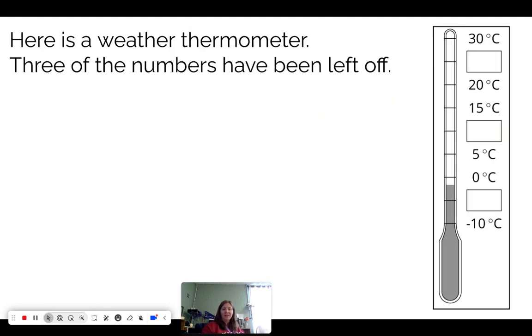So here is the weather thermometer. 3 of these numbers have been left off. What I want you to do right now is think about what numbers fit into each of those. Write those on page 13 of your red notebook. Pause this video, and then come back and check your answers.